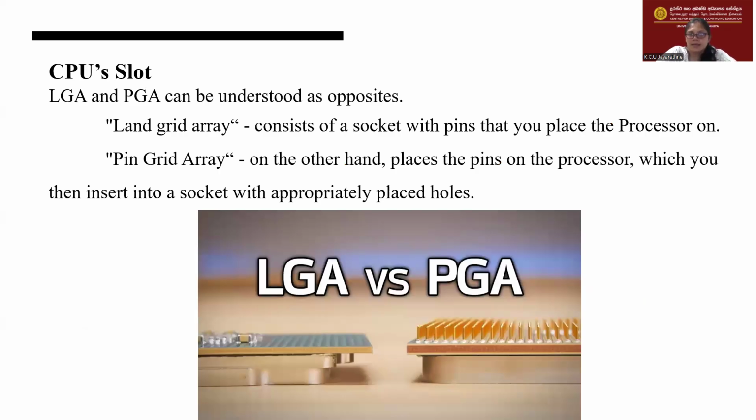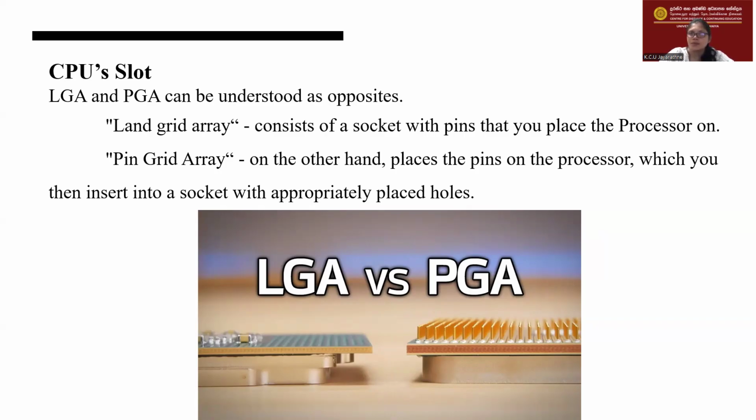As well as the components, there are some CPU slots. What are these CPU slots? LGA and PGA are the main slots in the CPU. What is this LGA and PGA? LGA means land grid array, and PGA means pin grid array.